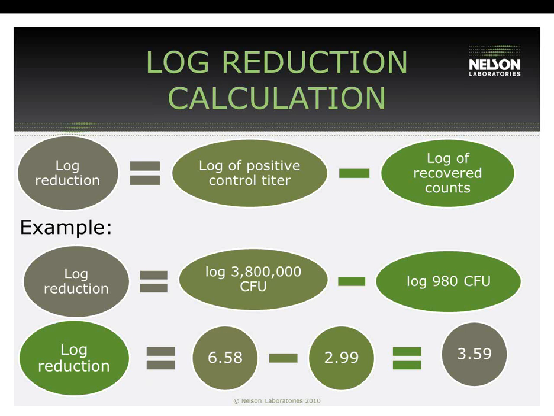Once the colonies are counted from the plates, a log reduction value is calculated. Here is an example of how log reduction is calculated. You first take the log of the positive control titer. Now this titer is from the positive control that was not processed with the antibiotic or the chemical. So you subtract from that the log of the recovered counts from the processed samples.